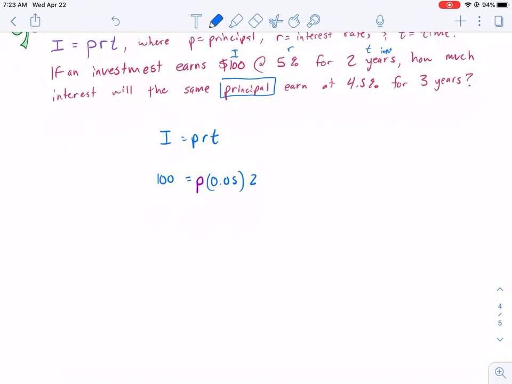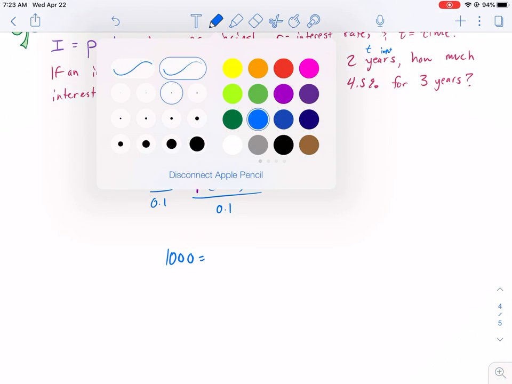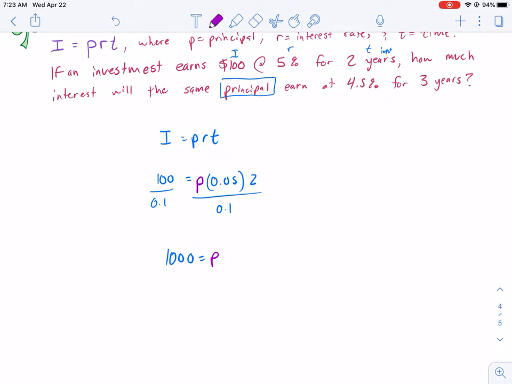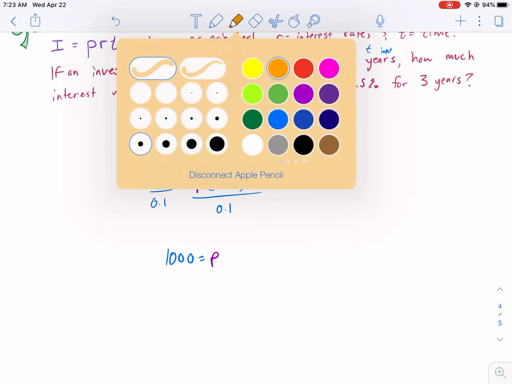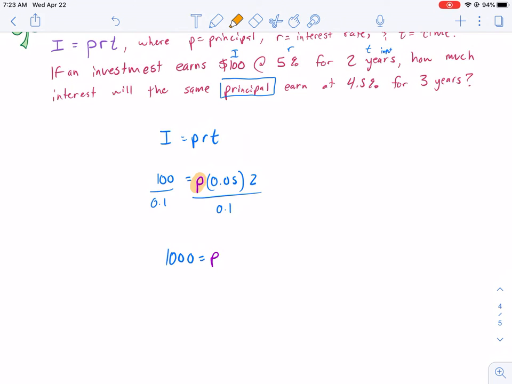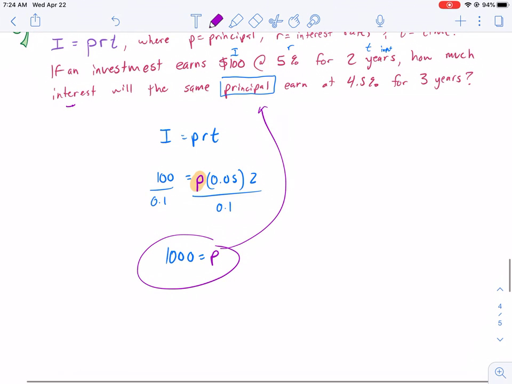So we're going to solve for P, so we're going to divide both sides by this product, which is 2 times 0.05, which is 0.1. So we do 100 divided by 0.1, that should give me 1,000. So we have 1,000 equals P. For those that got lost in my speed, all I'm doing is solving for P here. Now what I'm doing is taking this principal and inputting it into the second one, because now I'm solving for I instead of P.